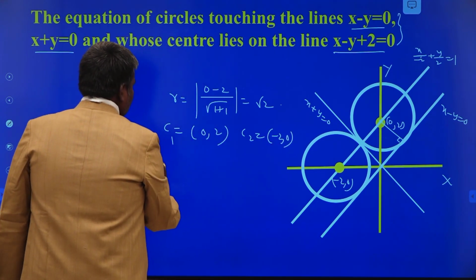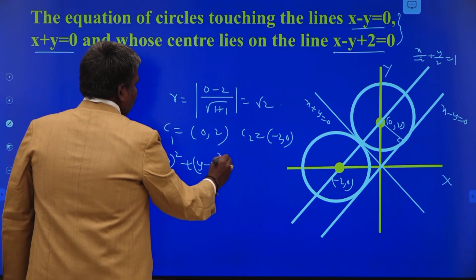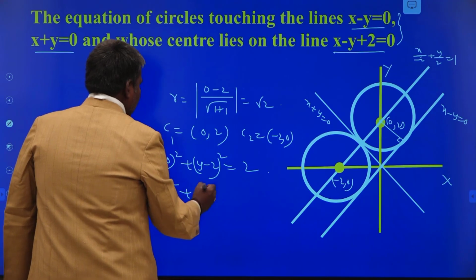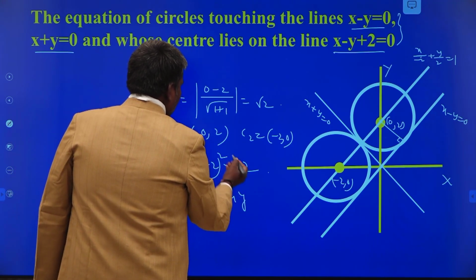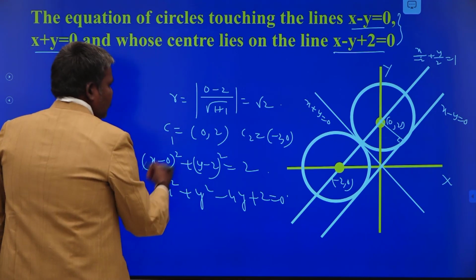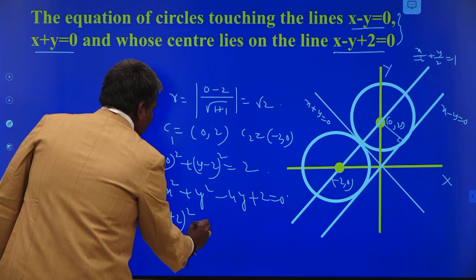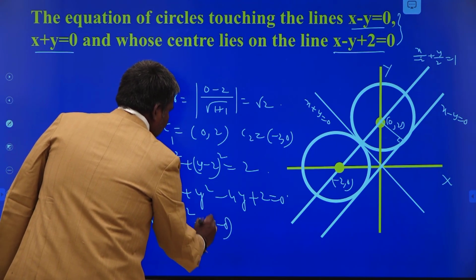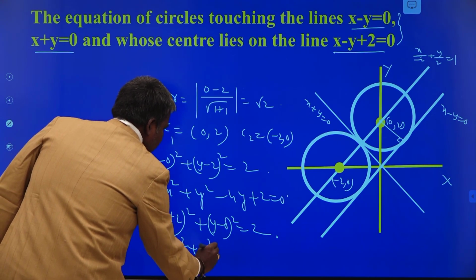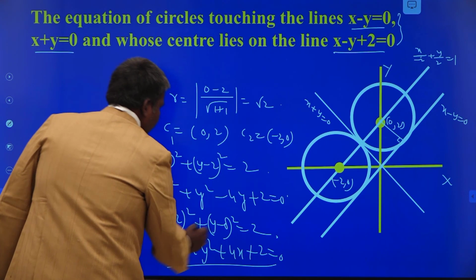So, what is the first circle here? x minus 0 whole square plus y minus 2 whole square is equal to 2. That is x square plus y square minus 4y plus 2 is equal to 0. Similarly, another equation: x plus 2 whole square plus y minus 0 whole square is equal to root 2 whole square, that is x square plus y square plus 4x plus 2 equal to 0.